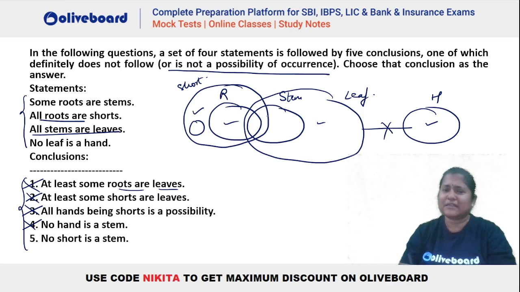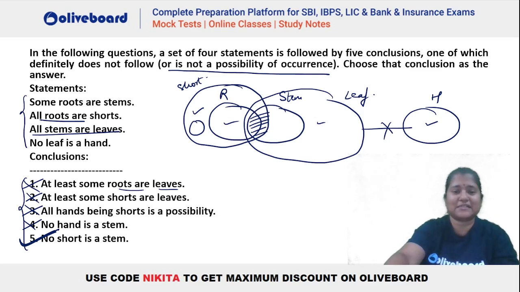No short is a stem. This can never be true because you can see there is a definite intersection between your short and stem, isn't it? So it's absolutely not possible that no short is a stem, because some shorts are definitely stem here, right? So you can see the answer has to be option number 5. Fifth will be the one which is definitely false. Even if you give it as a possibility, it will be definitely false because there is no possibility for its occurrence. Okay, I hope this is clear.